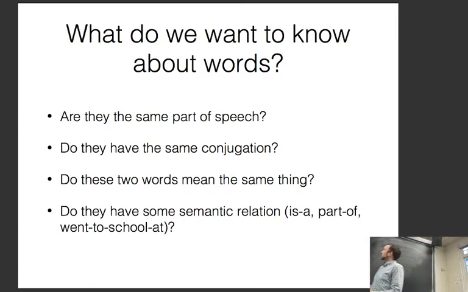Or possibly, do they have some other semantic relation? So are they in an is-a relation where one is a type of another? Are they part of? Or even more complex things like went to school at. So where did Barack Obama go to school? Where did Obama go to school? And if I remember correctly, Occidental College and Harvard or something like that. You might want to know those for question answering or whatever else.